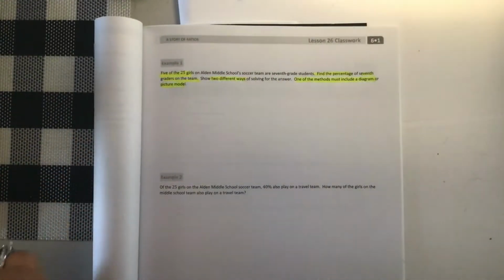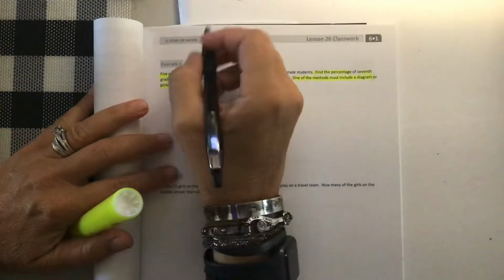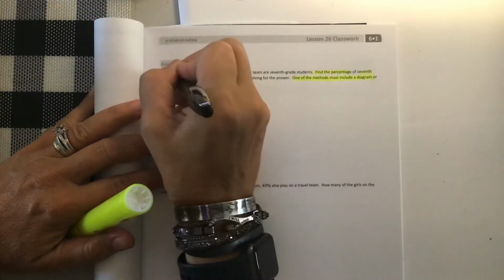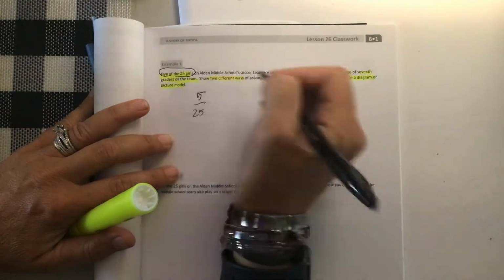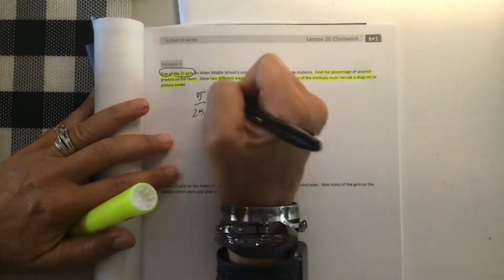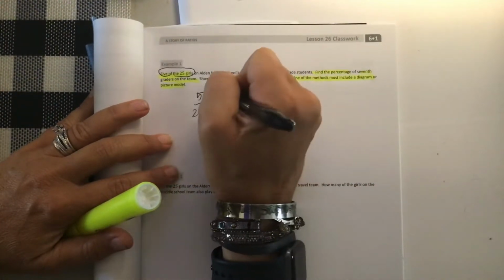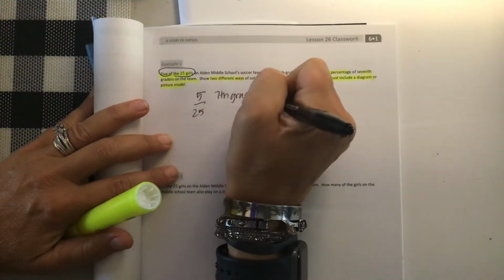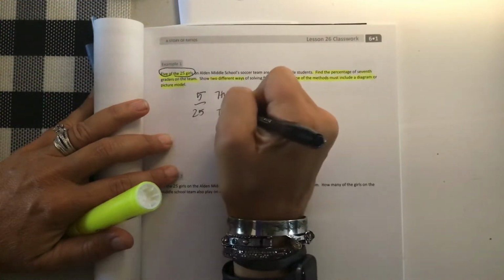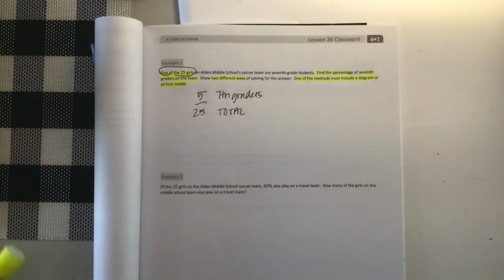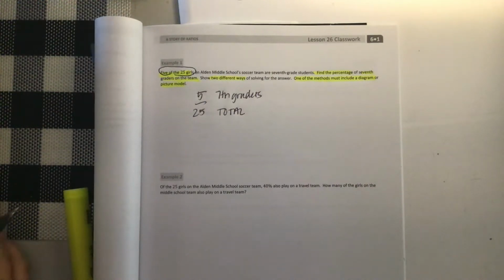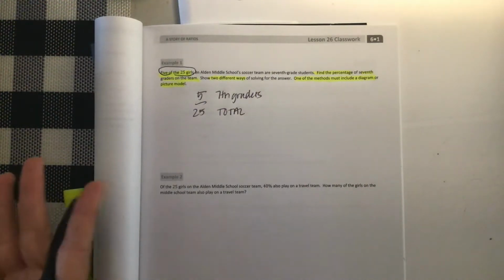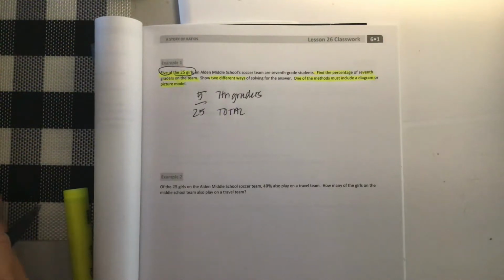All right, so we have 5 of the 25 girls. That's our ratio. Five of the 25, so 5 girls are 7th graders, and 25 is the total amount, right? So they want us to find the percent. And remember when I said percent is always out of 100? We can make this ratio out of 100.